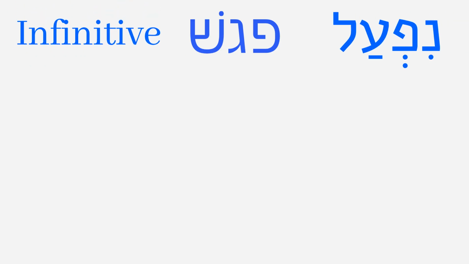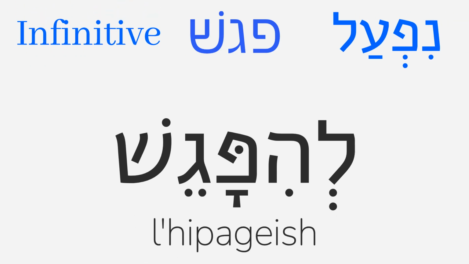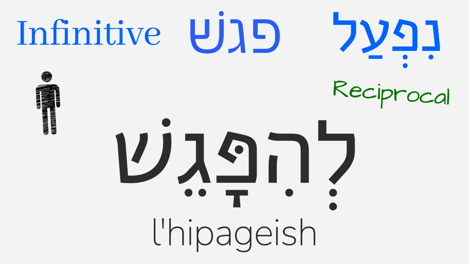So that's the root pe gimel shin in the kal binyan. This root is also used in the nefal, making the infinitive lahipagesh. What does this nefal verb mean? Last time I mentioned that certain roots are used in the nefal to have a reciprocal meaning. That means the person or people doing the action are doing the action to someone else, and also having the action being done to them, or just doing the action to each other.